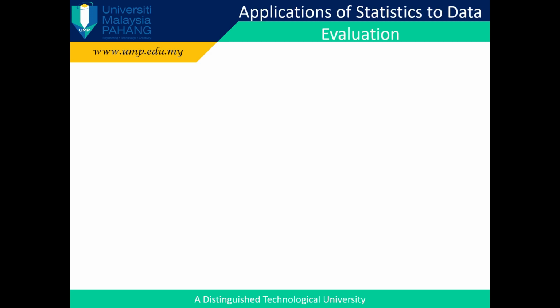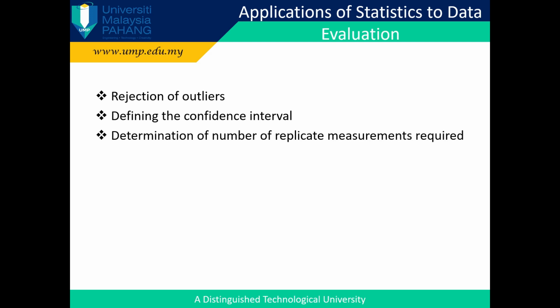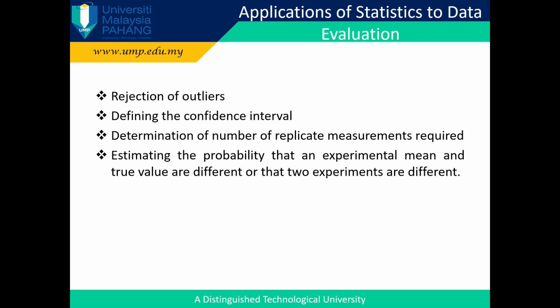Application of statistics to data evaluation. The purpose of applying the statistics to data evaluation are to reject the outliers, to define the confidence interval, to determine number of replicate measurement required, to estimate the probability that an experimental mean and true value are different or that two experiments are different, and lastly, to treat the calibration data.